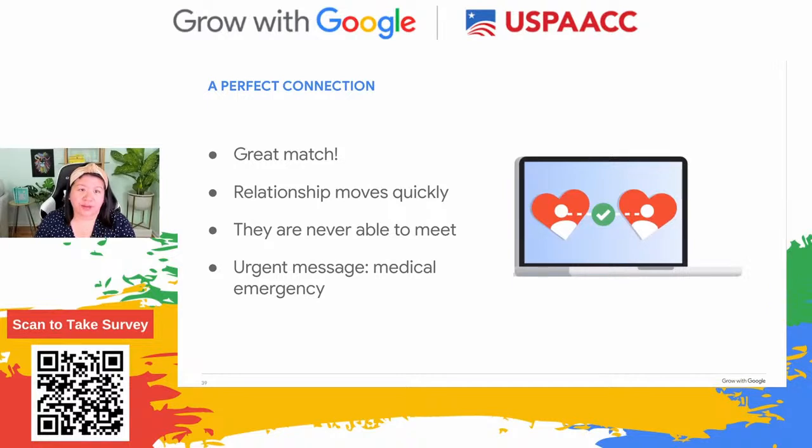And after you've verified it, another thing to think about is that perfect connection. When you connect with a person on social media who seems like a great match, the relationship progresses quickly. As you have common interests and experiences, you invite them out for a date several times, but they're never able to meet in person. You get to know each other through chatting and text. After a week or two, the person writes you an urgent message. They have a medical emergency and need you to send them money and help pay their medical bills.